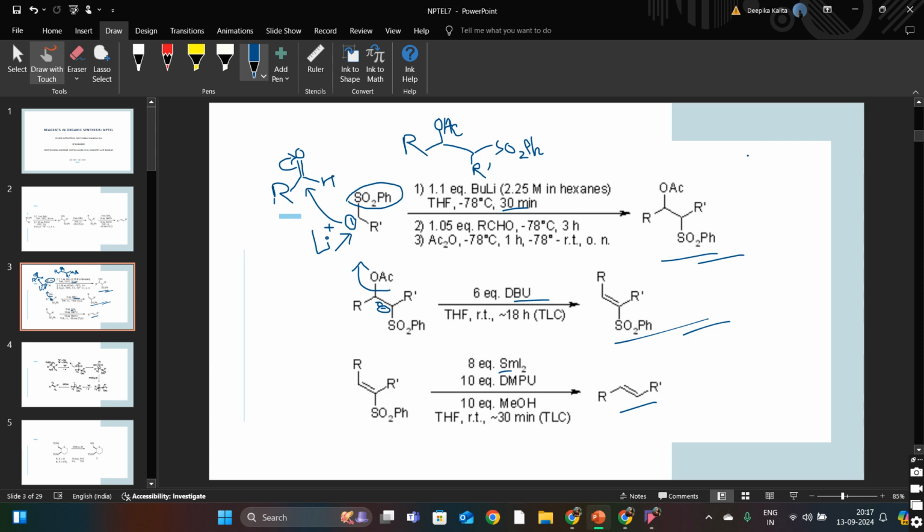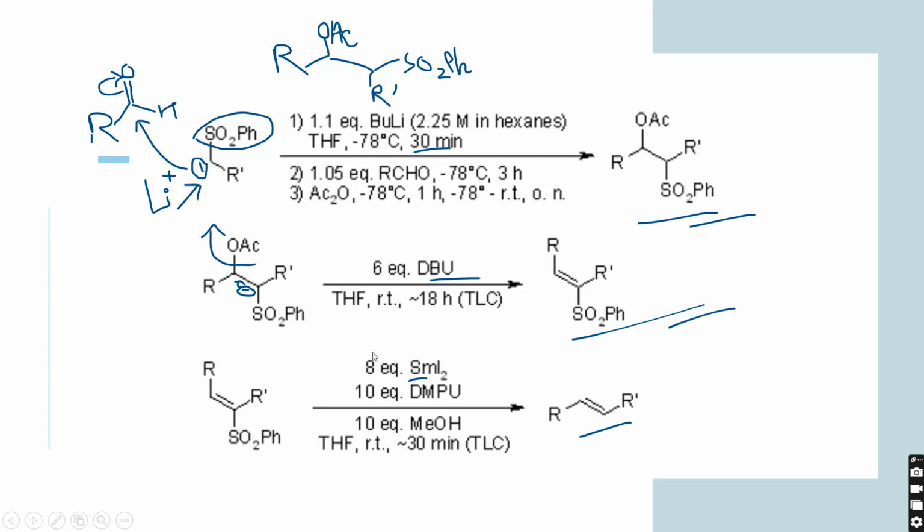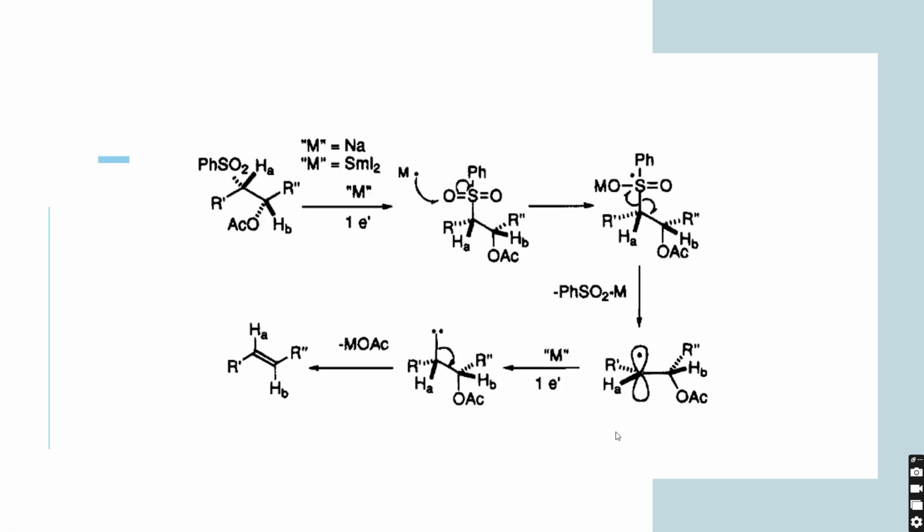Then after formation of this acetate intermediate product, it again undergoes reaction with excess of DBU base to generate this olefin. And at the last step, this olefin undergoes reaction with samarium iodide, basically samarium metal, where we saw that the samarium metal can undergo single electron transfer to break this carbon sulfur bond, and it then gives another electron to generate carbanion, which can take up proton from methanol to give you this E olefin, which is more stable. And this was the mechanism that I showed you from a research paper.